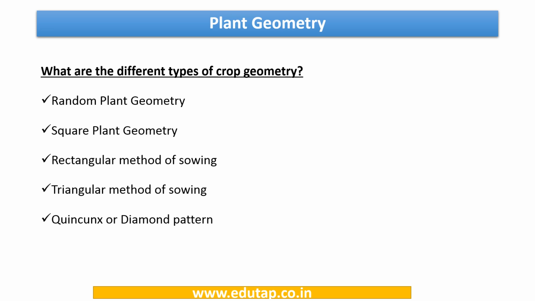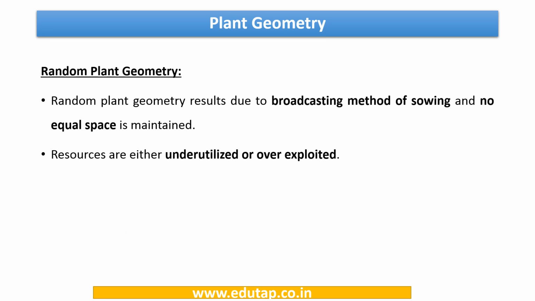Now, what are the different types of crop geometry? First let us have a look at the names, then we shall go deep into it. The first thing is random plant geometry. Then comes square plant geometry, rectangular, triangular and a diamond pattern, that is quincunx pattern. Now we shall see an overview. After having this lecture, you will get a very good idea as to what is plant geometry, what are the types, and when you get a question based on it, you will be able to immediately identify the options.